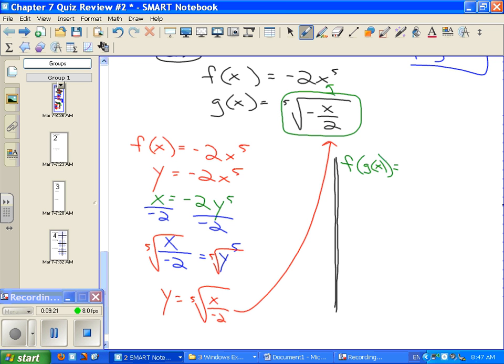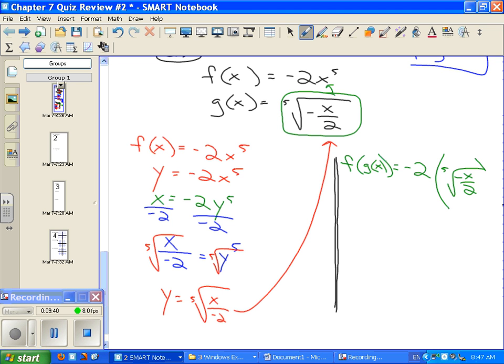Okay, well, how will I know whether they're inverses or not? That's going to be easier. What do I end up with when it's all said and done? Just a plain old x, and that is considered proof. Okay, so if I take this thing and I plug it in there, I'm going to get negative 2 times this monstrosity.